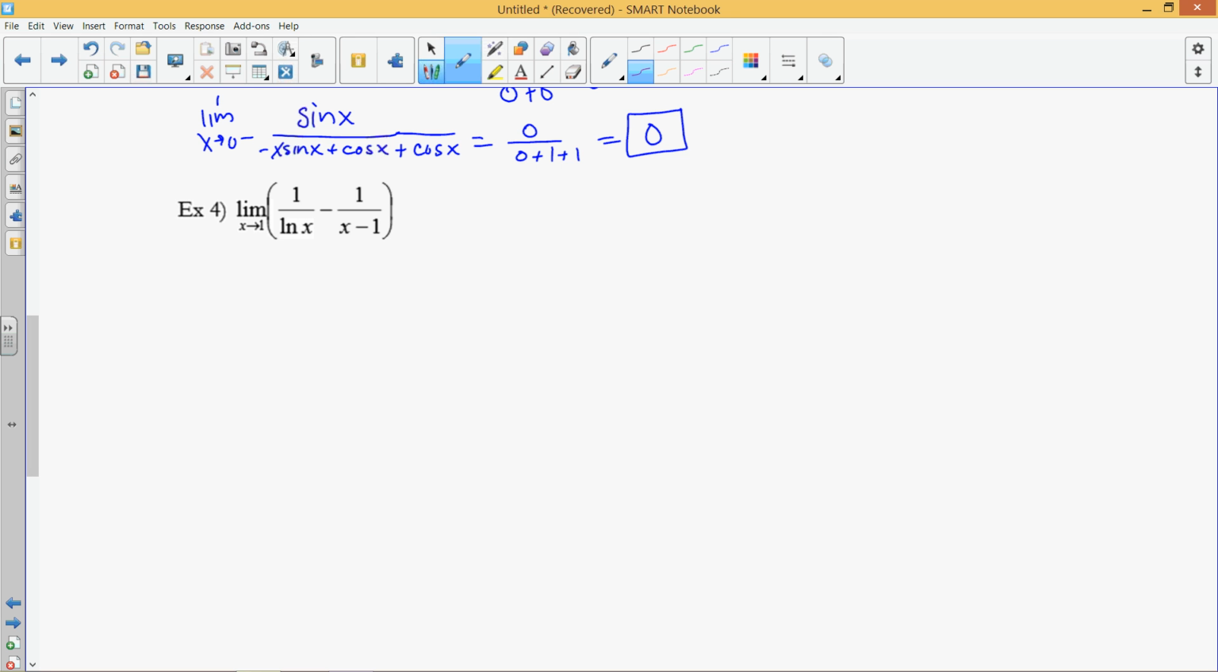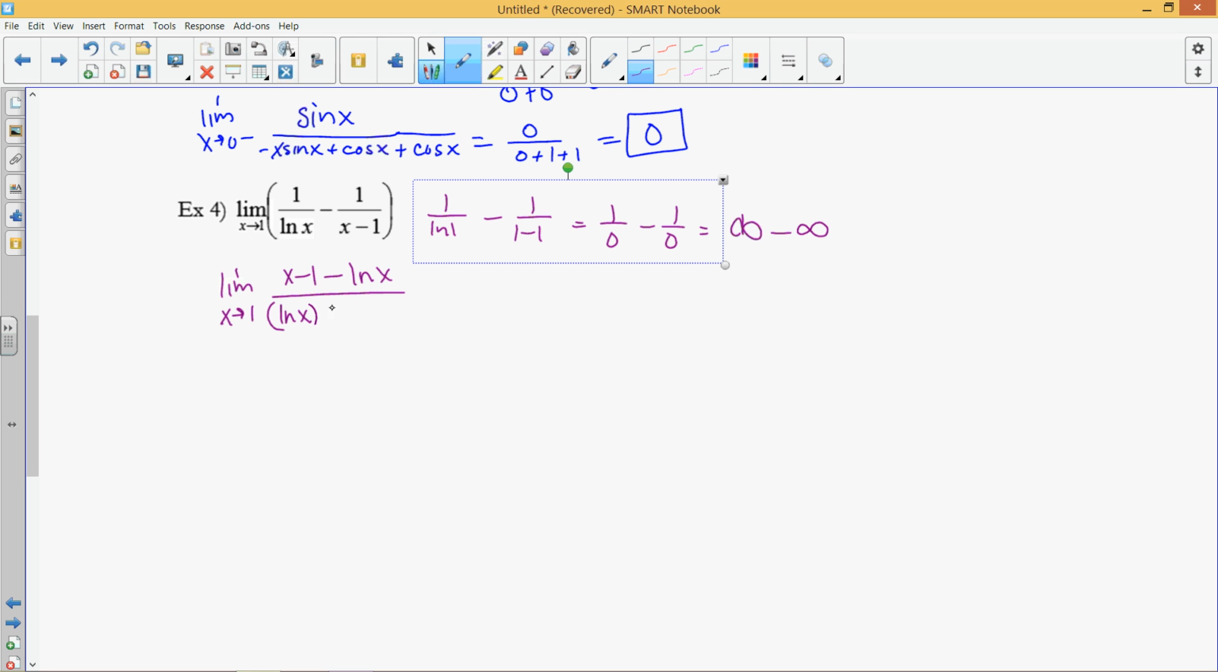Welcome back. If we take the limit as x approaches 1 here, I have 1 over ln x minus 1 over x minus 1, which is like 1 over 0 minus 1 over 0, which is like infinity, whoa, minus infinity. So in this one, I'm going to do the same thing I did before. I'm going to try to make it one fraction. So I'm going to have x minus 1 minus ln x over ln x times x minus 1. If I plug in 1 now, I have 1 minus 1 minus 0 over 0 times 0, which is 0 over 0, which is a L'Hopital form.